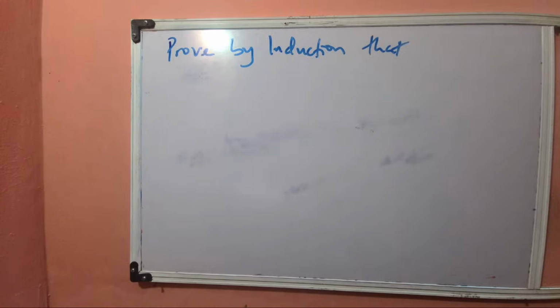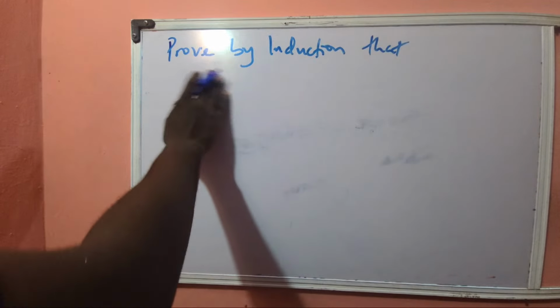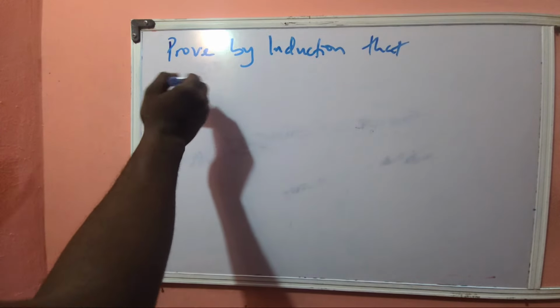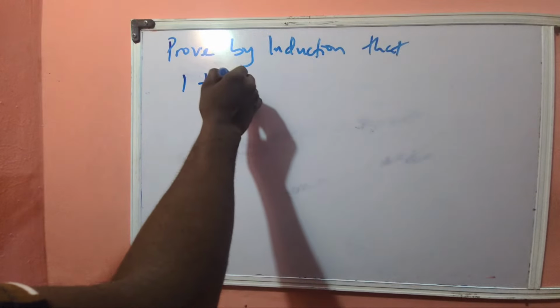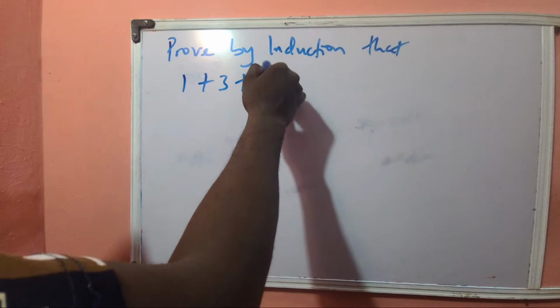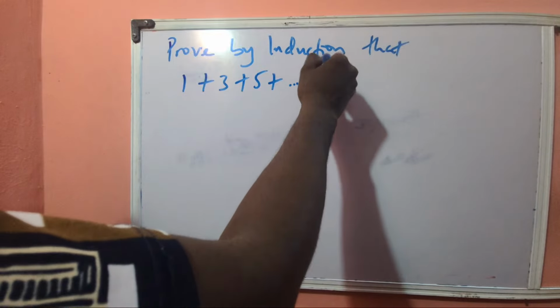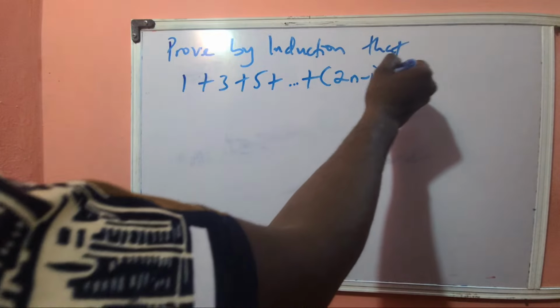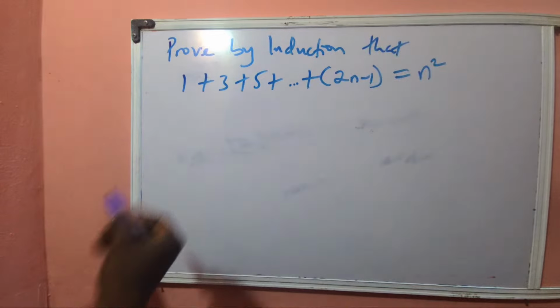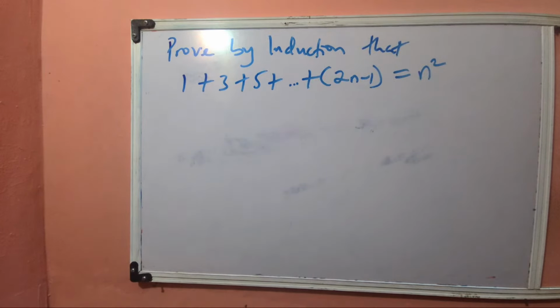So this was the question. Probably 2021 or thereabouts. I'm not very sure of where I picked this from, but it's between 2020 and 2023. This is how the question was given. Prove by induction that 1 plus 3 plus 5 plus ... plus 2n minus 1 equals n squared.